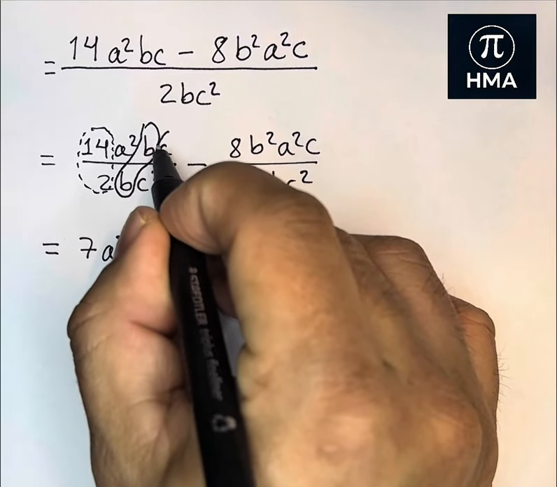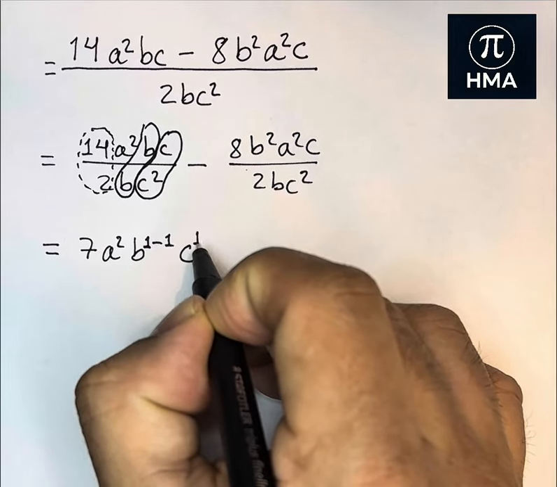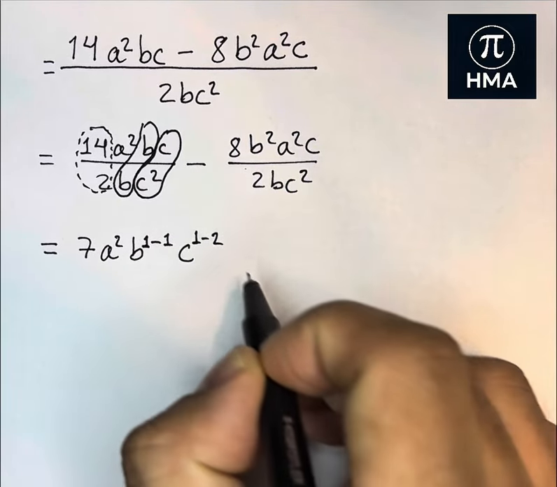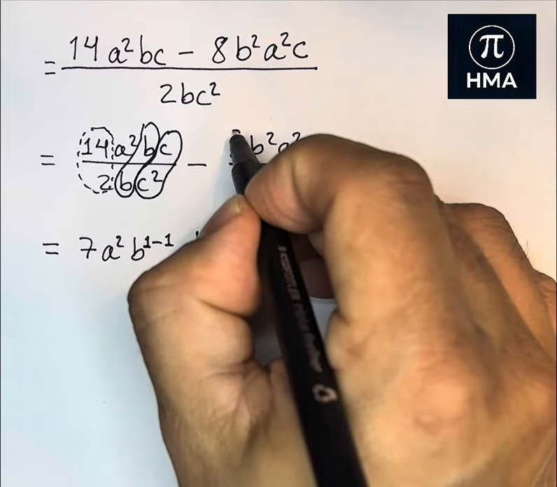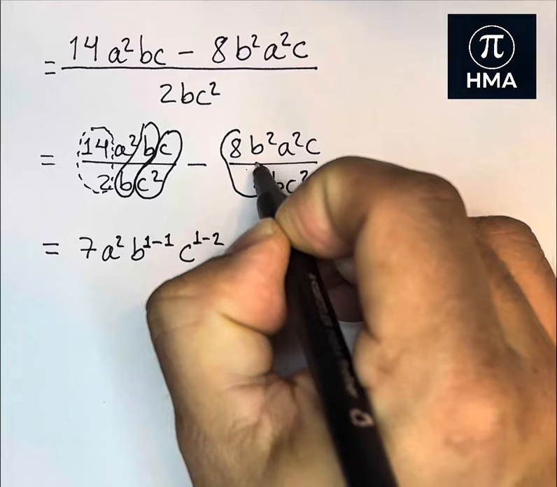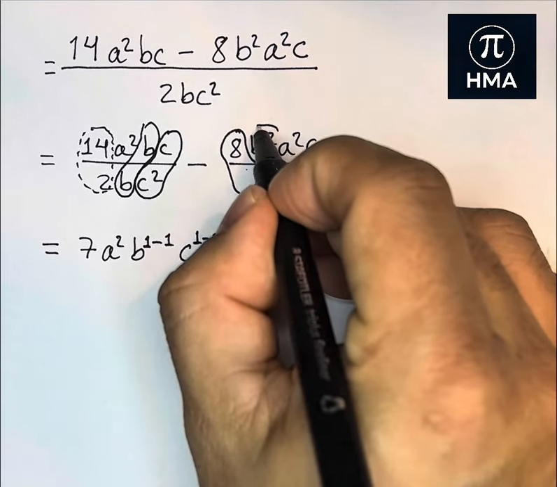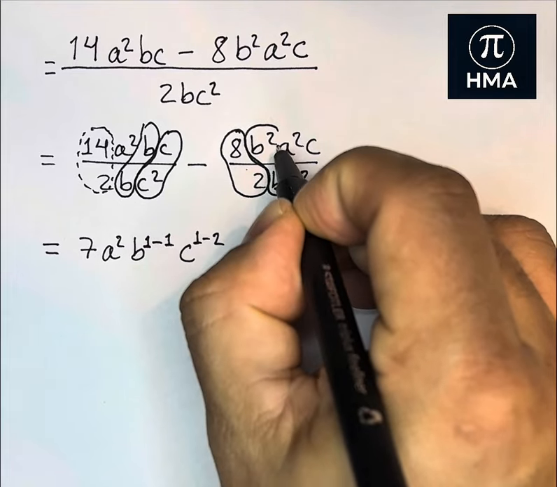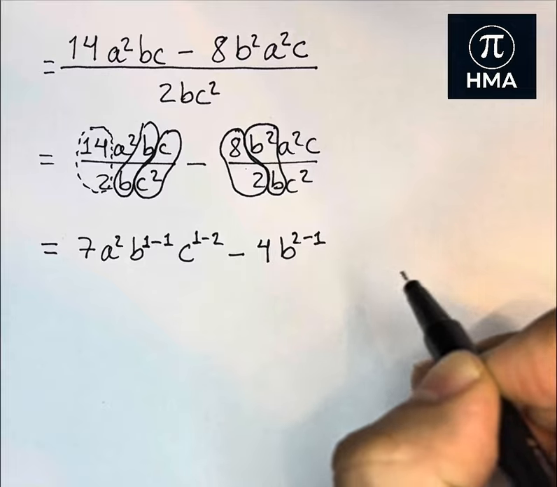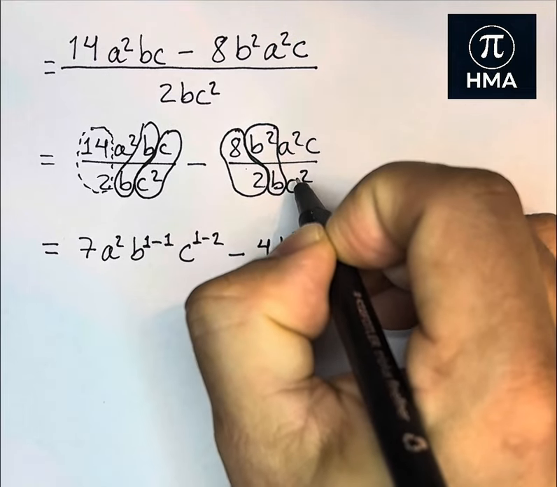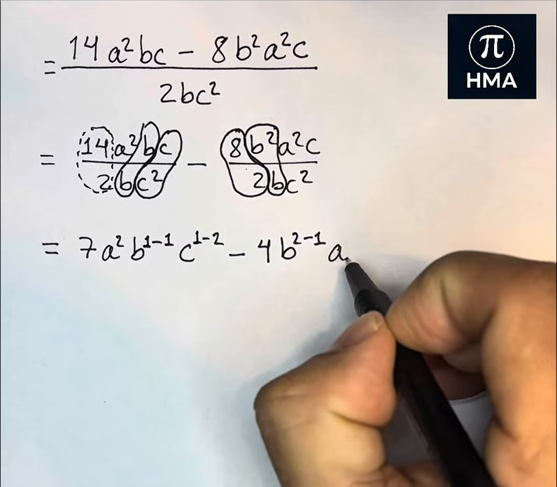c divided by c squared, this will be c power 1 minus 2. Then we have minus, the same procedure, the coefficients first. 8 divided by 2 is 4. B squared divided by b, this will be b power 2 minus 1.